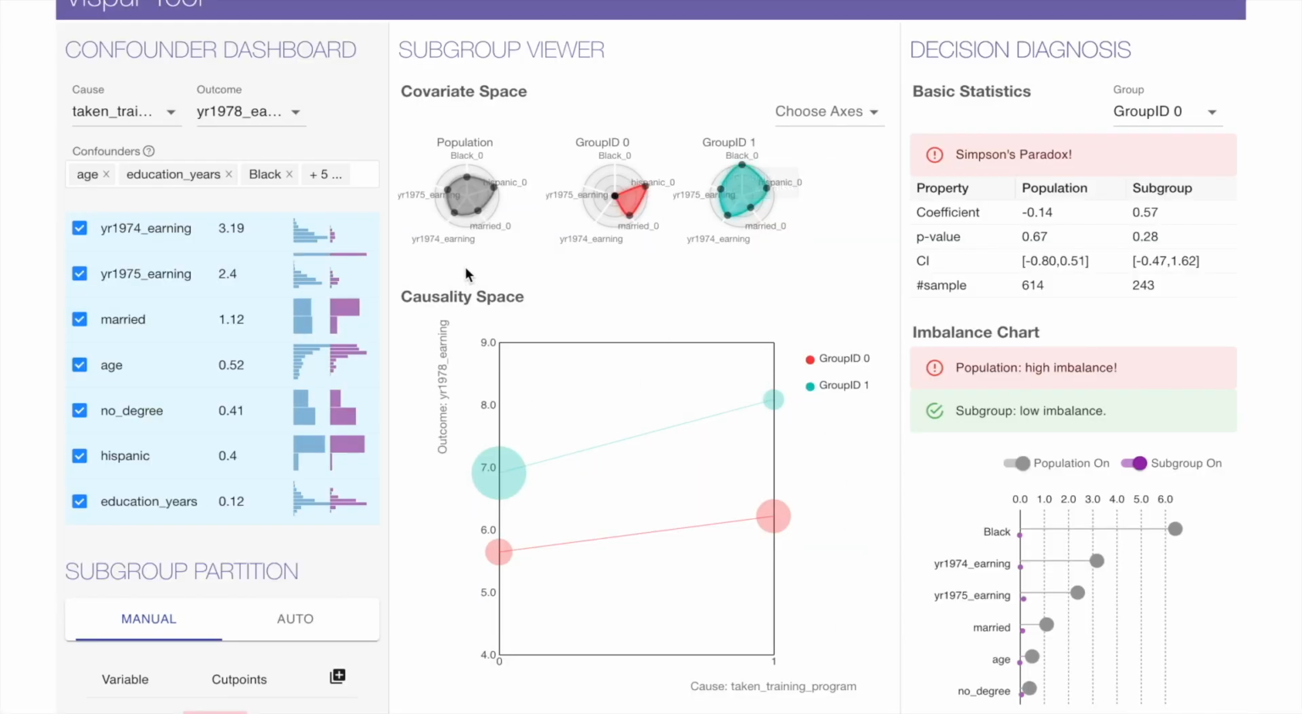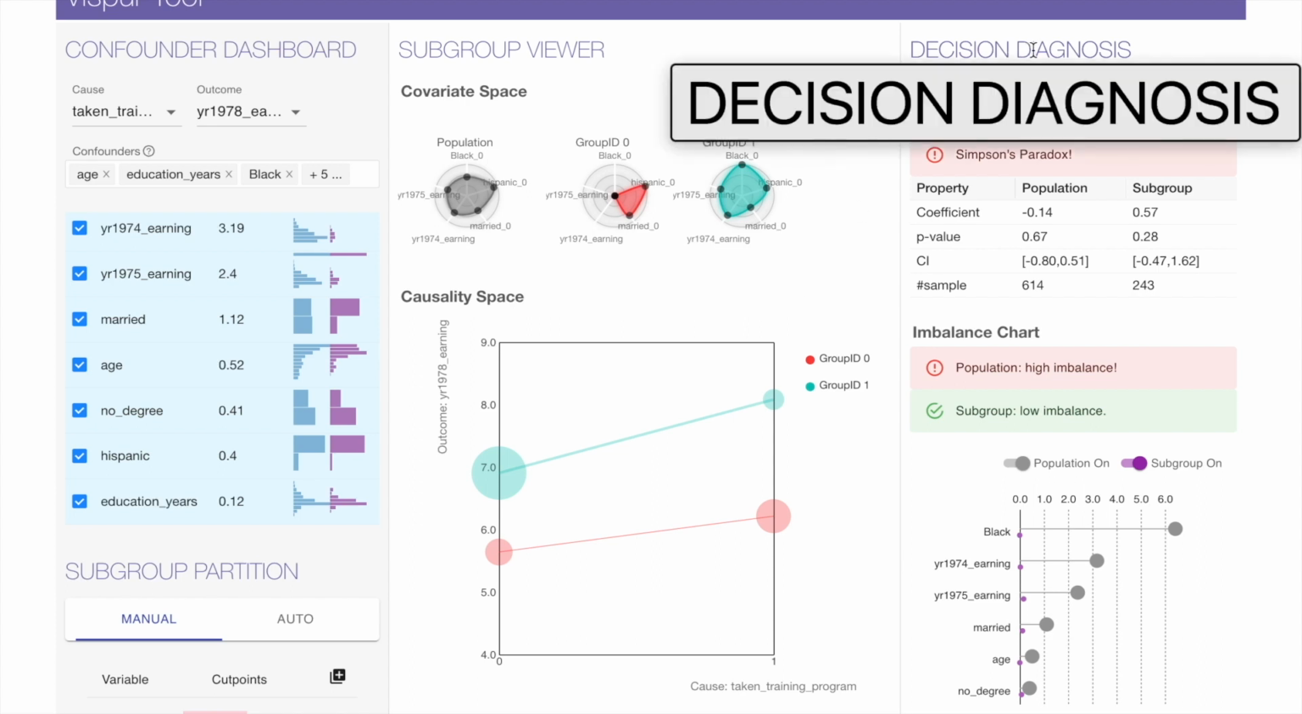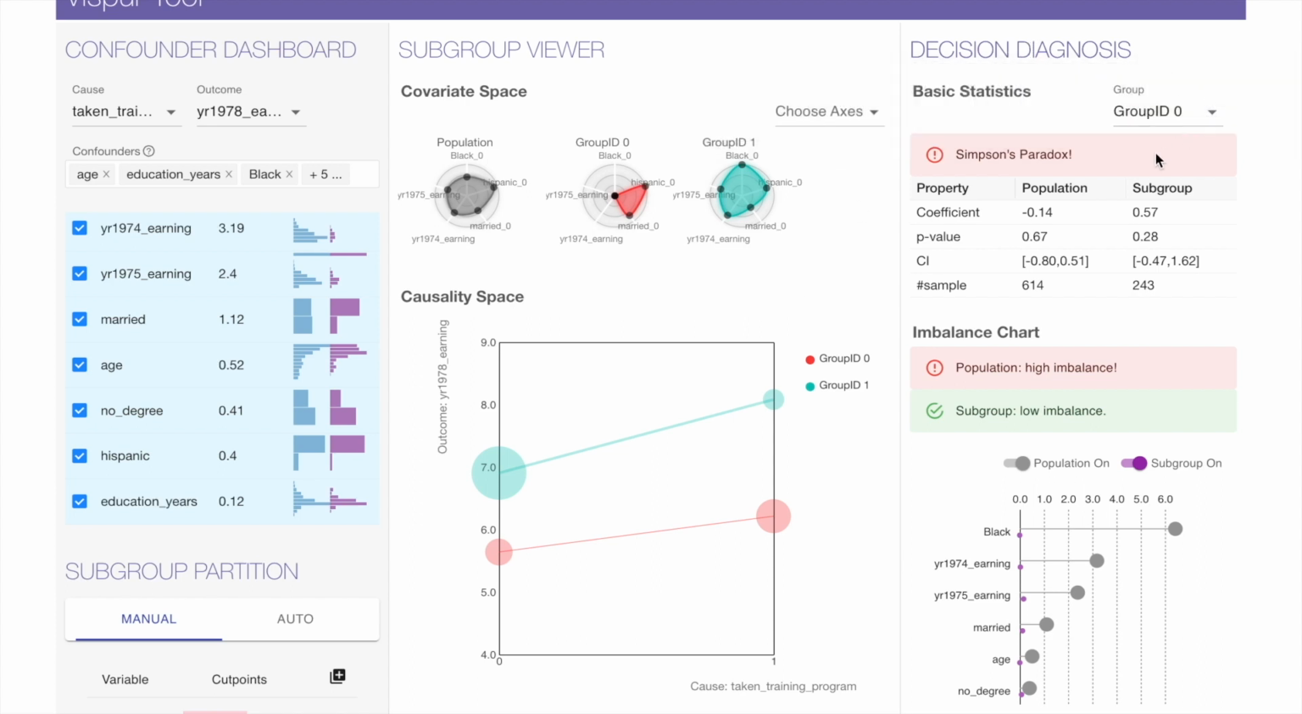Until now, we understood that two subgroups are different, and the initial negative trend is distorted. But can you conclude that the training program is helpful for individuals of both subgroups? We move to the decision diagnosis for an answer. When clicking group 0, we immediately see an early message, a warning of paradoxical association.